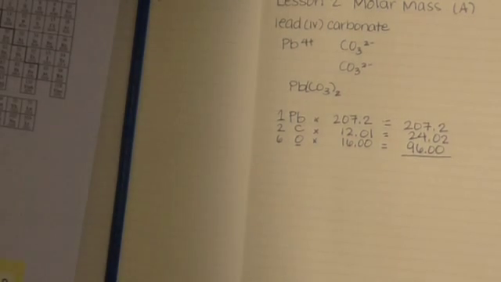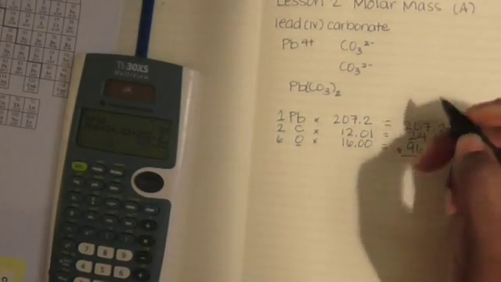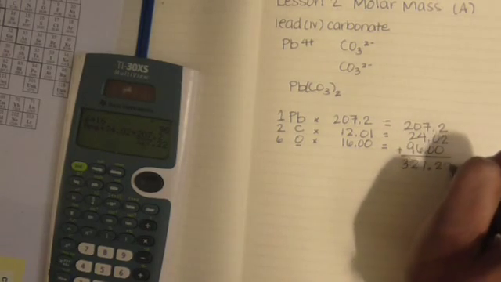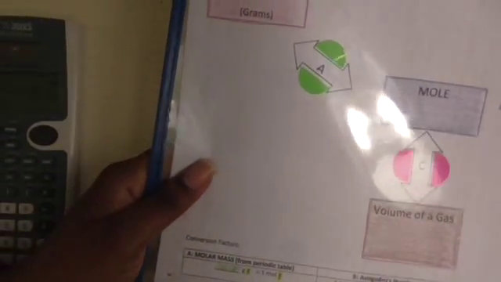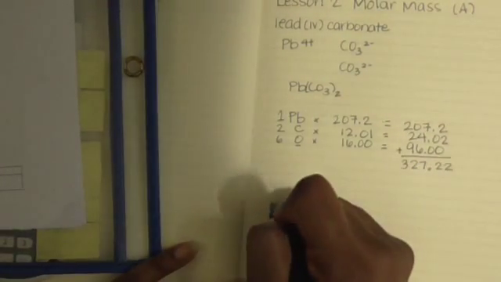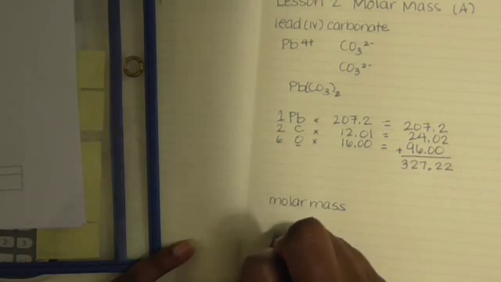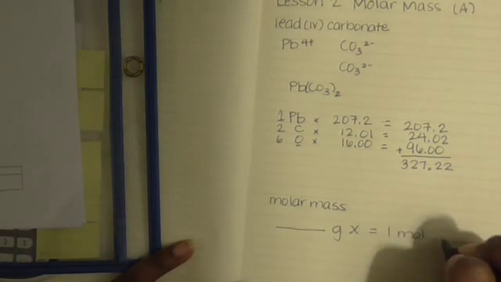Okay, so my math actually turned out to be correct. When I add these all together, the total mass of this is 327.22. And then we need to put this in the right format. So if we go back to our mole map here, the very bottom, it shows us that it should be blank grams of X is equal to 1 mole of X. That's the format that molar mass is in. So molar mass is always blank grams of X is equal to 1 mole of X.